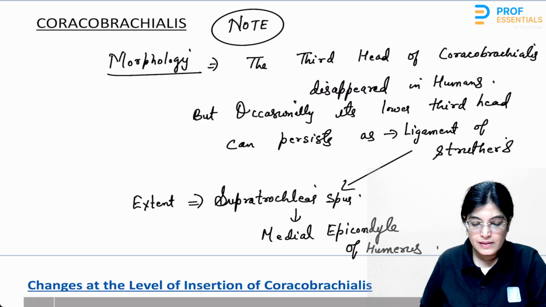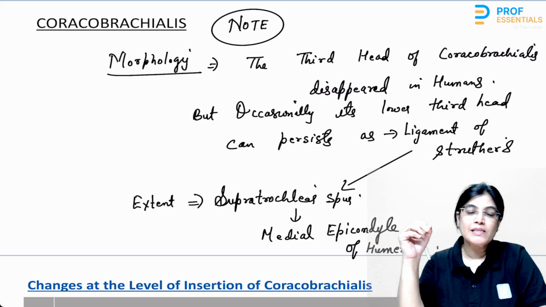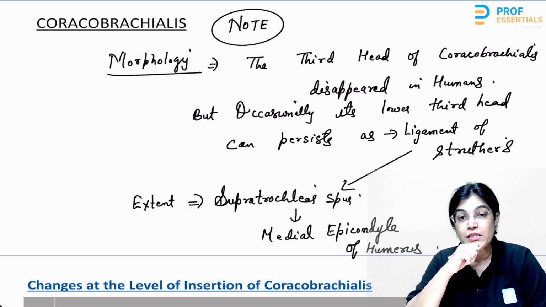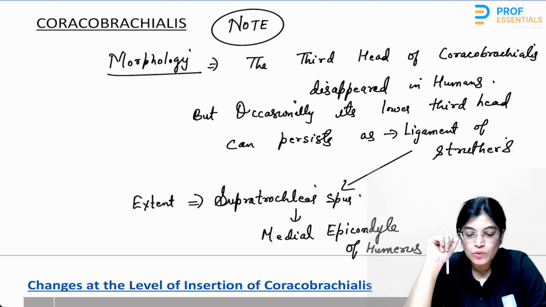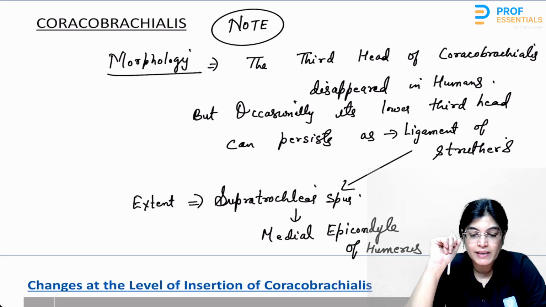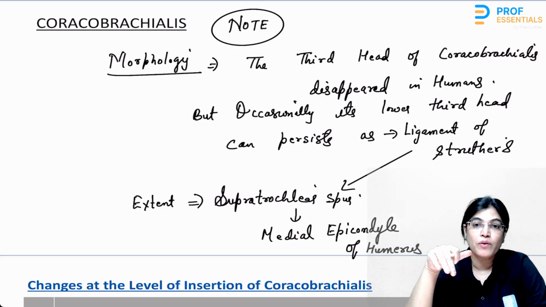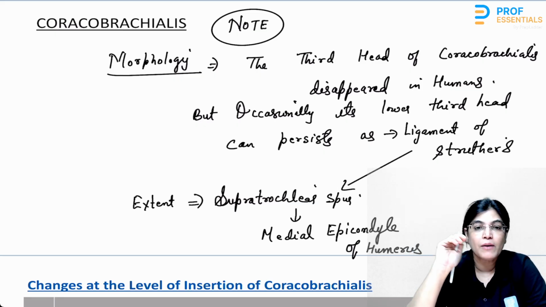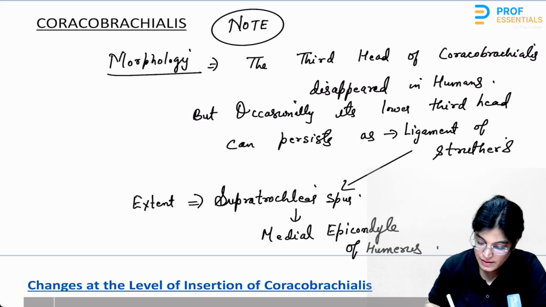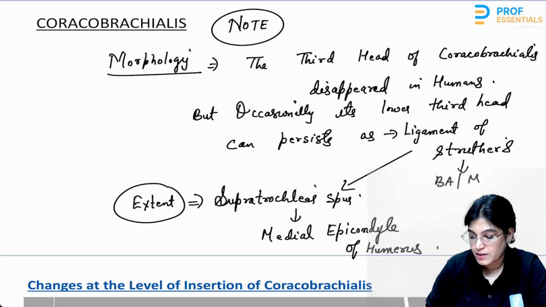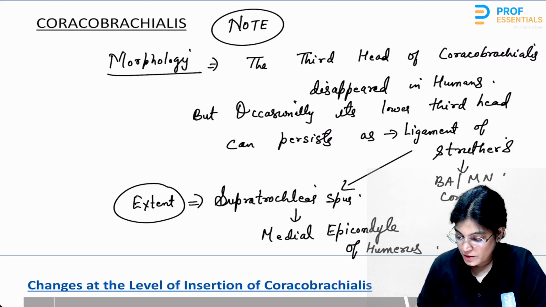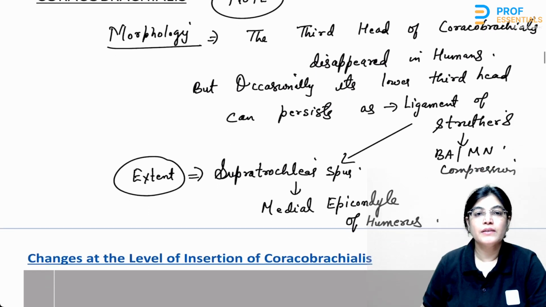Now, other than that, if I talk about this supratrochlear spur, its extension towards the medial epicondyle of humerus is called the ligament of Struthers. Deep to this, we have the median nerve and the brachial artery passing. If it is present occasionally, then it can compress the median nerve and brachial artery. This is another important point about this ligament: if it is present, it can compress two structures, that is the brachial artery and median nerve. I have written it in short. Compression can happen. Okay, so now done with this.